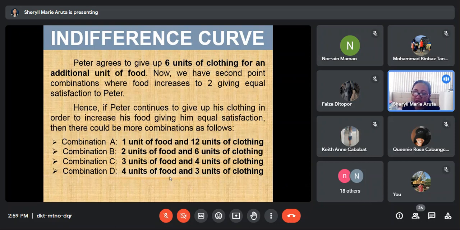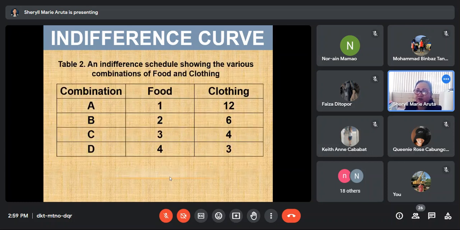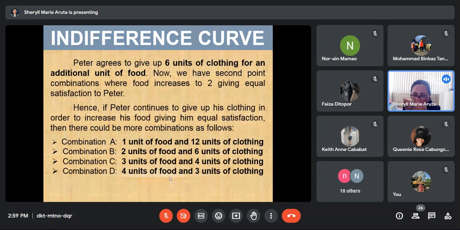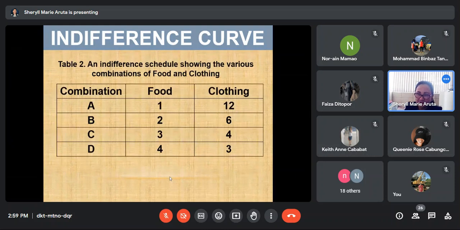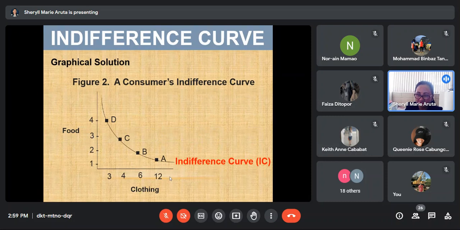So, looking at combination A, we have 12 units of clothing, 1 unit of food. So Peter decides to give up some to get combination B, 6 units of clothing. So 12 minus 6, it becomes 6, to increase his food by 1 unit. So if we look at this, to continue the combination, we transfer it to the indifference schedule. So this is the indifference schedule. We will use an indifference curve.